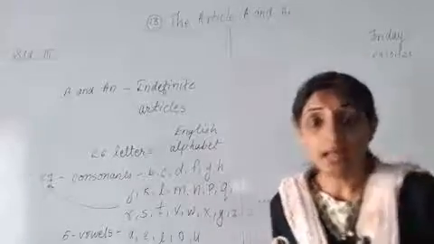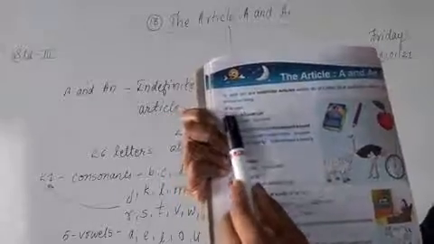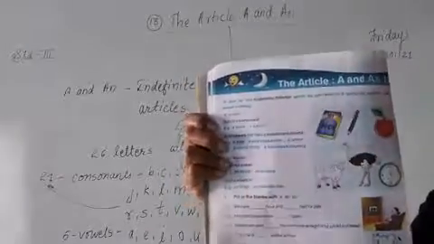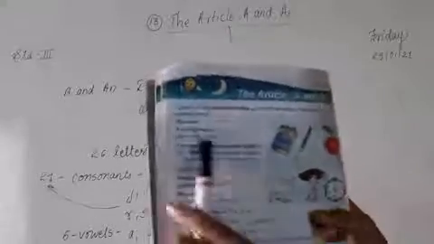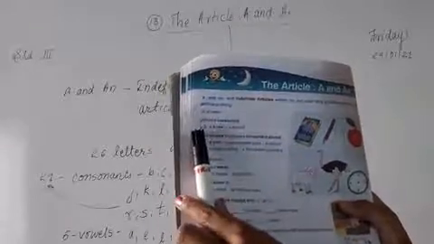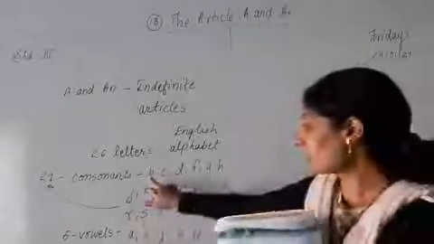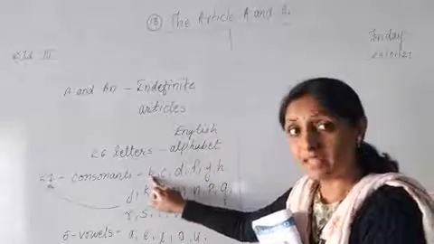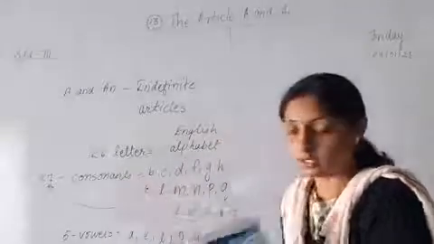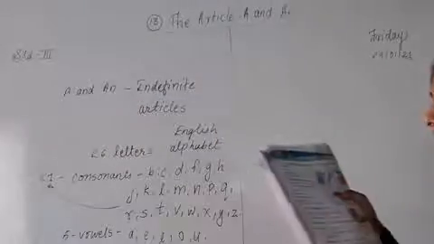Now, the article a. Here it is told that a is used before a consonant. For example, a book. The word book starts with the letter B, and B is a consonant. A book, a pencil. Understood?